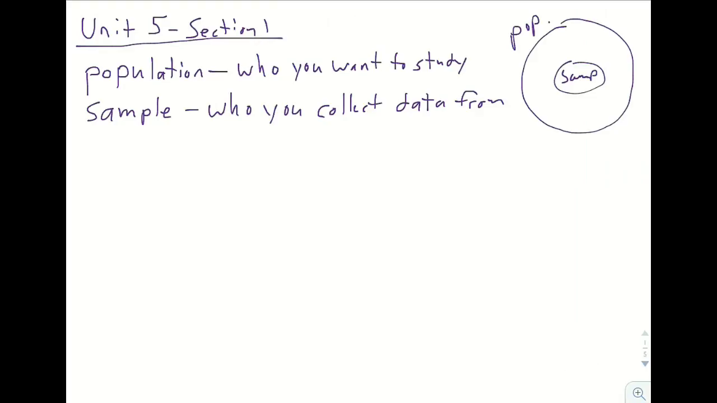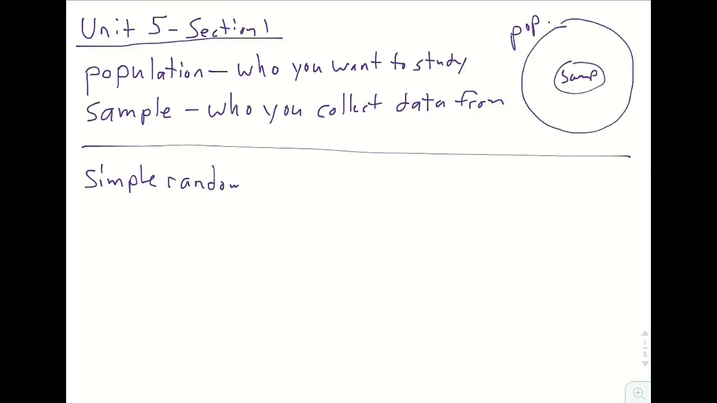So now we're going to go into some techniques that you could use to actually get a sample. So how do you get a sample that truly represents the population? One word we're going to write down is simple. It's actually a phrase, simple random sample. And sometimes we call this an SRS, simple random sample. So if you see simple random or SRS, it is talking about the most basic kind of random sample.